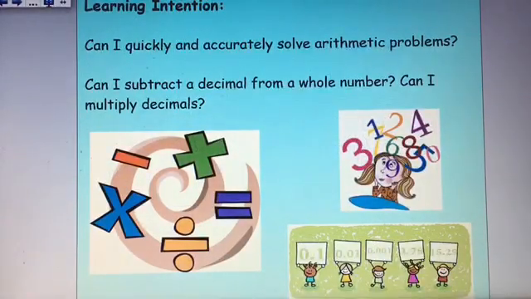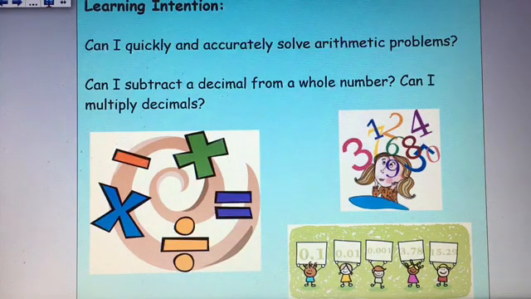Okay, so let's have a look at today's learning intention. Can I quickly and accurately solve arithmetic problems? So the keywords here are quickly and accurately. Lots of the questions you'll know exactly how to do, but it's whether you can do them quickly and, more importantly, accurately. You don't want to do them so quick that you're not accurate, and then you get the question wrong. So those words are very, very important.